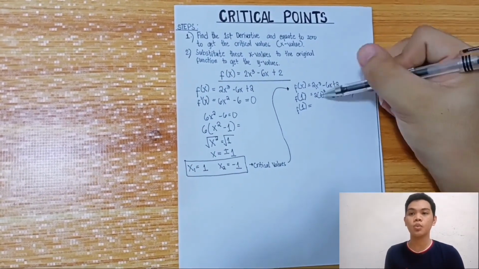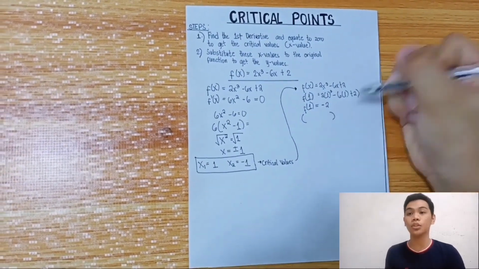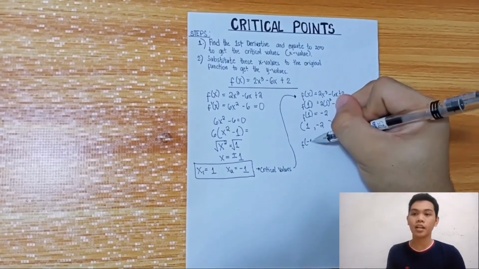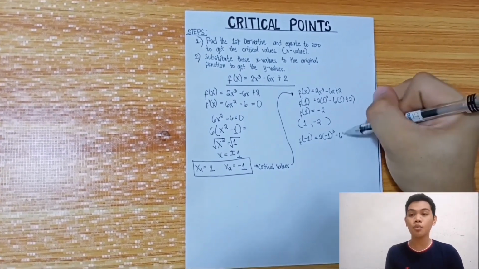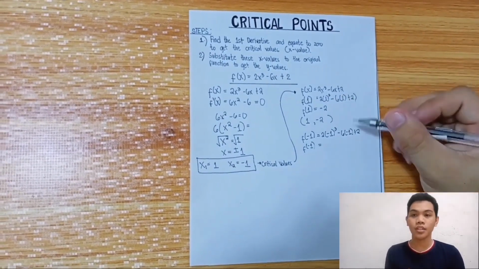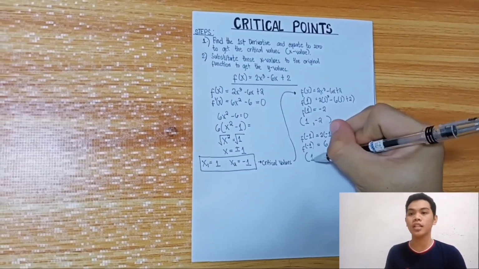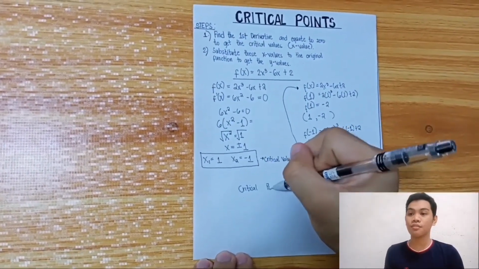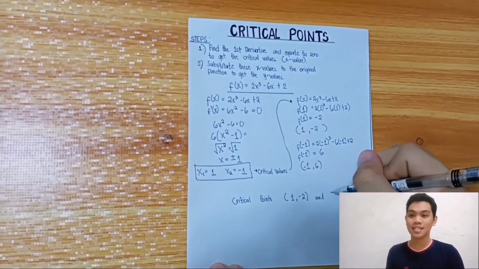Therefore, our y value will be 2 plus 2 minus 6, which equals negative 2. So our first critical point will be 1, negative 2. For the second critical point, we use negative 1. Then we substitute negative 1 into the x values of the original function and arrive at a y value of 6. So our critical point will be negative 1, 6. Therefore, the critical points of this function are 1, negative 2, and negative 1, 6.